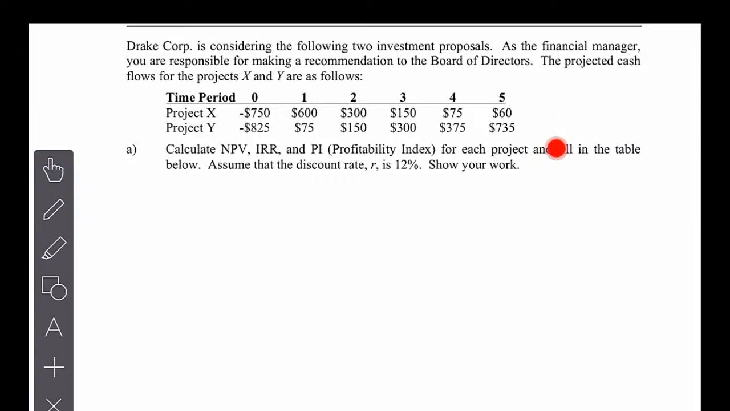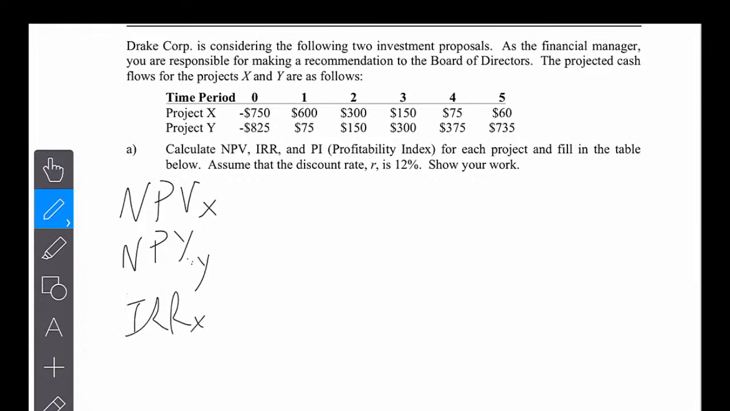So here is what I want you to do. In this space or on separate pages, I want you to get the NPV for X, the NPV for Y. I want you to get the IRR, but I need you to write the expression out. The IRR for X, the IRR for Y, and the PI for X and the PI for Y. That's what I want you to do there.